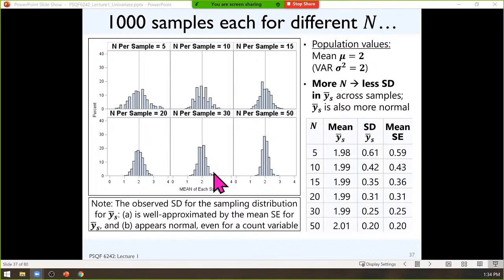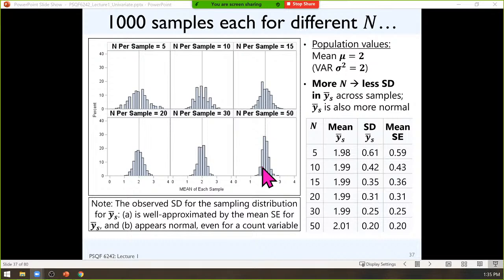The more people you have in any one sample, the more normal the distribution of that mean becomes across samples. The distribution of the mean across samples is called the sampling distribution. So with 5 people, it has some holes in it. With 10 people, it's still a little bumpy, but it's getting there. And by the time you get to 50 people, it's looking a lot like it did for the other variable that was normally distributed.